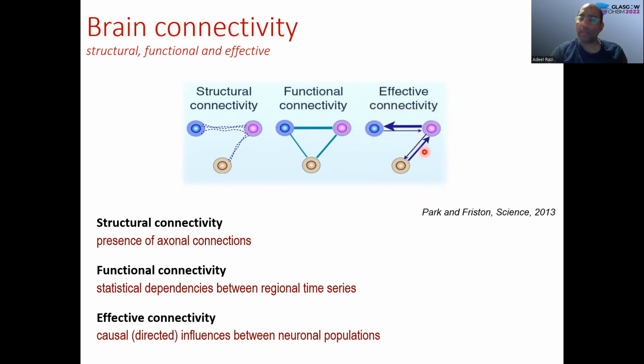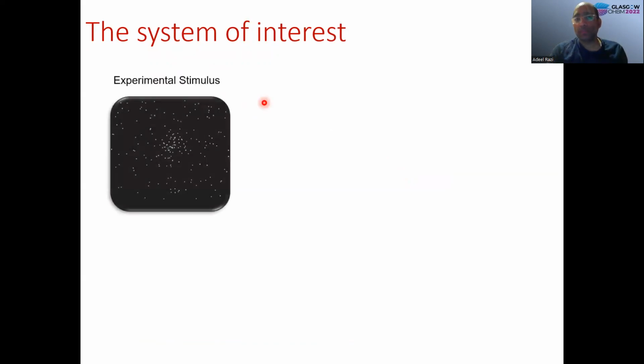Here we look at the direction of the information flow, and also the balance of the connectivity, like is it excitatory or inhibitory. So this is basically defined as the causal influences between different neural populations, and by definition, it can only be inferred. You cannot measure it, but you can only infer it for the reasons that I will explain on the next slide. So let's say, what is the system of interest? The system of interest in all experimental designs with functional MRI, you have some external stimulus.